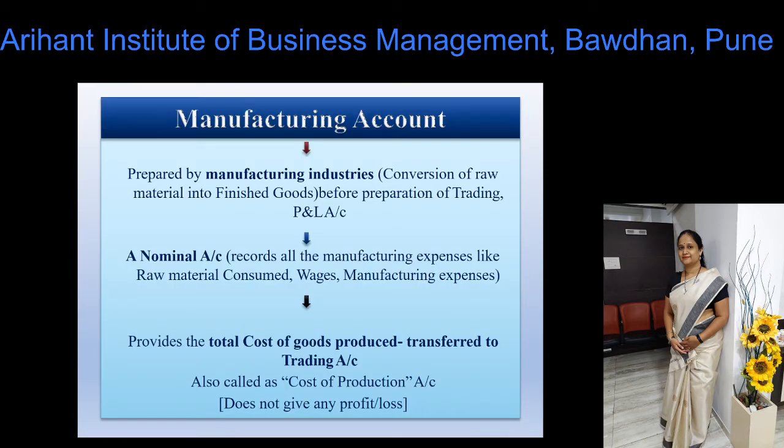A manufacturing account is prepared by manufacturing industries. It covers the conversion of raw material into finished goods, before preparation of the trading and profit and loss account. It is a nominal account. It records all manufacturing expenses like raw material consumed, wages, manufacturing expenses, etc. And then it provides the total cost of goods produced or transferred to the trading account. It is also called the cost of production account. It does not give any profit or loss statement.